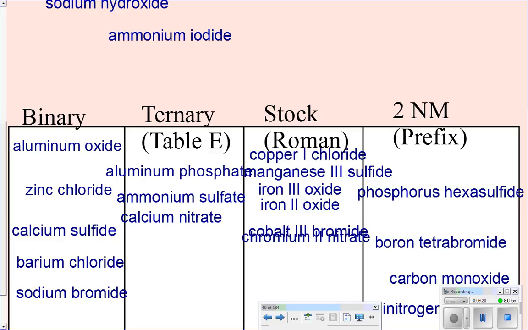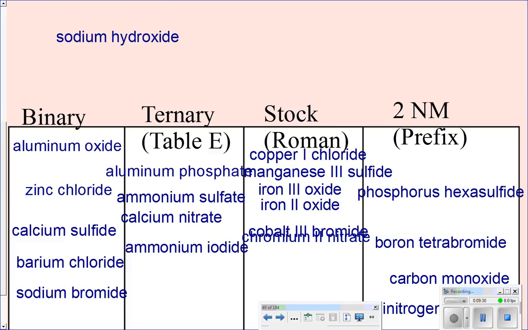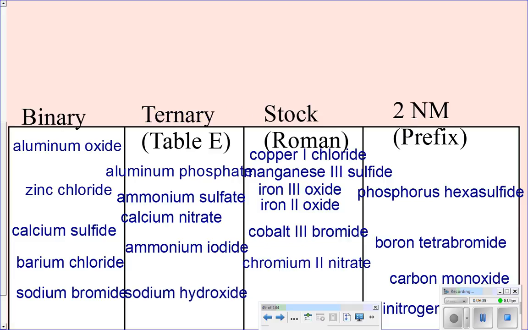The two that I've left are tricky. What's tricky about ammonium is it ends in -ide, so it looks binary. However, ammonium is from table E. What's also tricky about sodium hydroxide, hydroxide is not the same thing as hydride, which would be plain old hydrogen. So sodium hydroxide is actually a ternary compound from reference table E.